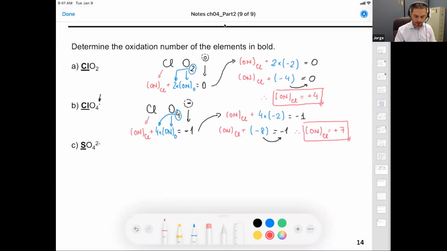Okay? So the oxidation number of chlorine in this compound is +7, a really, really high oxidation number, because it's combined with 4 oxygens, and oxygen will usually drain the electrons. So the meaning of this number is that the electrons are far from the chlorine and closer to the oxygen.